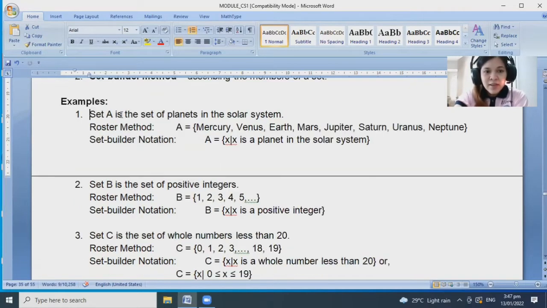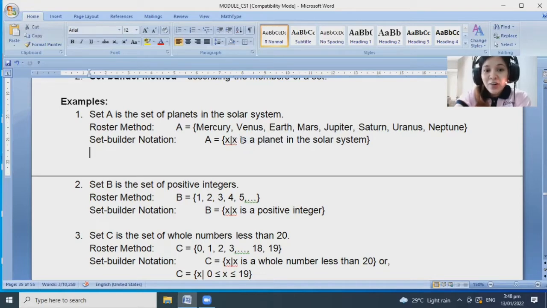Examples. Set A is the set of planets in the solar system. Pag roster method, isa-isahin mo. So example, this one, A is equal to Mercury, Venus, Earth, Mars, Jupiter, Saturn, Uranus, Neptune. Before, hindi kasama yung Pluto eh. Hindi daw kasi makita. So ngayon, baka sinama na siya. So you can add Pluto here. Then set builder notation. A is equal to x such that x is a planet in the solar system. So kung mapapansin nyo, pag sinulat mo siya in set builder notation, in singular tense of verb, gagamit ka ng linking verb na is, hindi are.